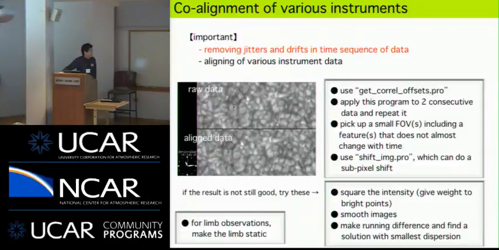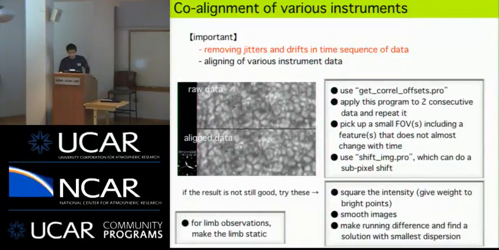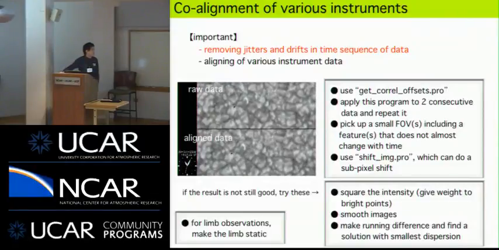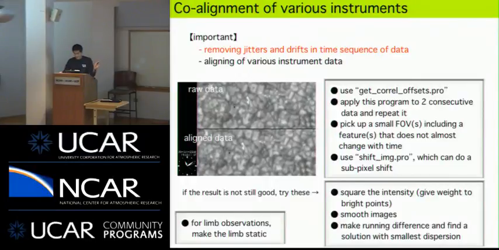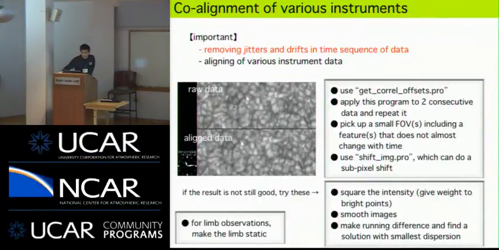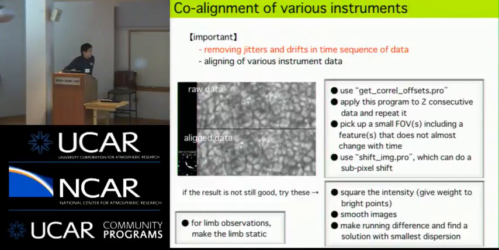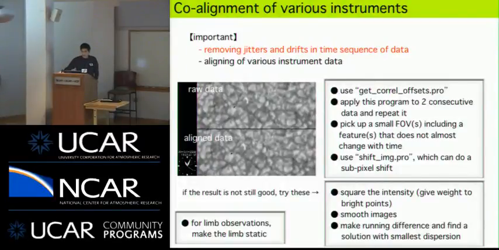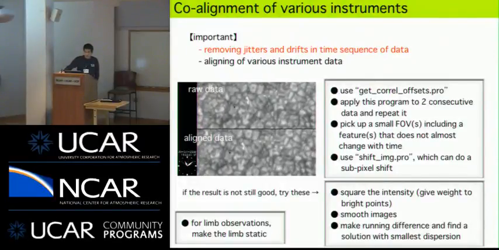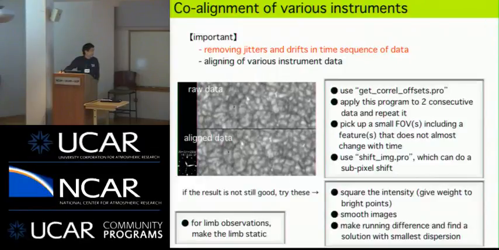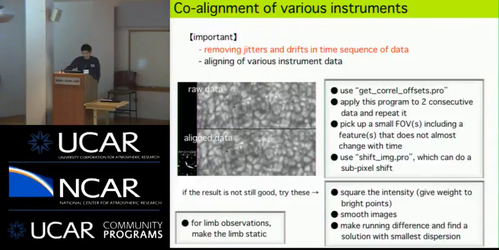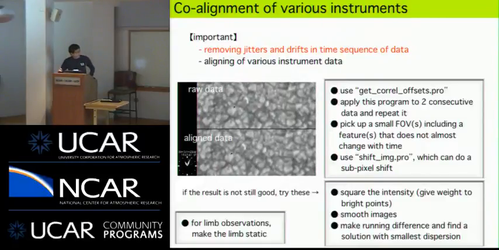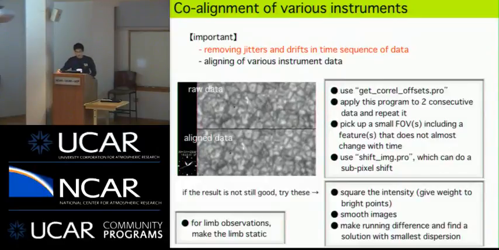And then you can use shiftimage.pro. This program can perform a sub-pixel shift. So I like this one. And these processes are not enough. Please try the below ones. For example, change the gamma value. So, for example, square the intensity or smooth images. And this one is also useful for alignment in time series of data.